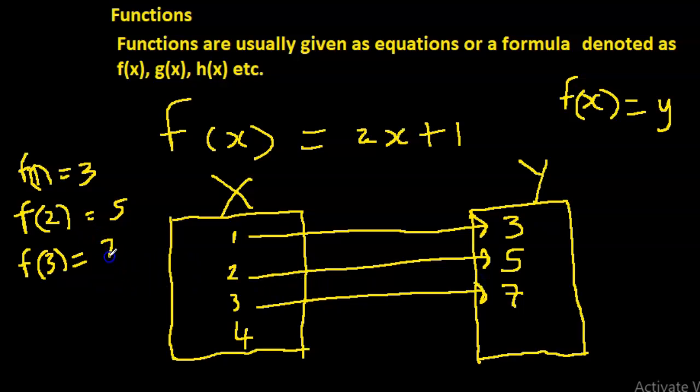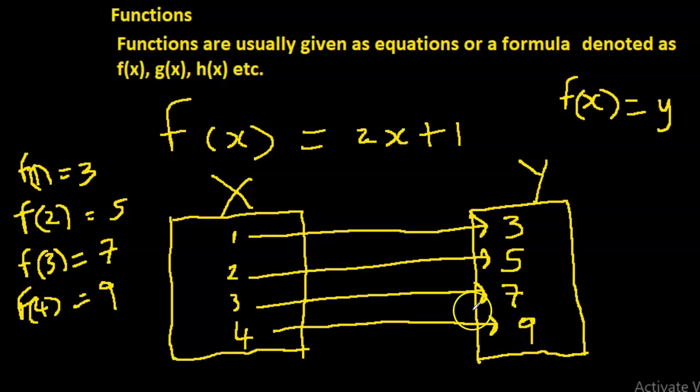And f of 4 means you replace the x value with 4. So 2 times 4 is 8. 8 plus 1 is 9. So f of 4 is 9, meaning this function maps 4 to 9. And when we say the function maps 4 to 9, the word maps is in quotation marks. Don't be frightened by the word. All we are saying is that 4 is like an input. So if you input 4 into the function, the output would be 9.